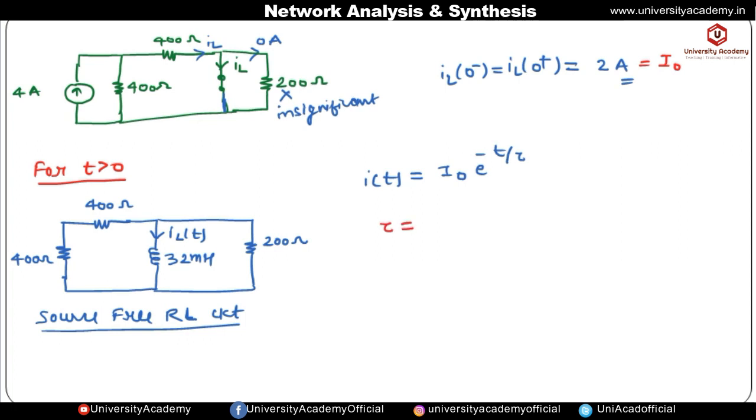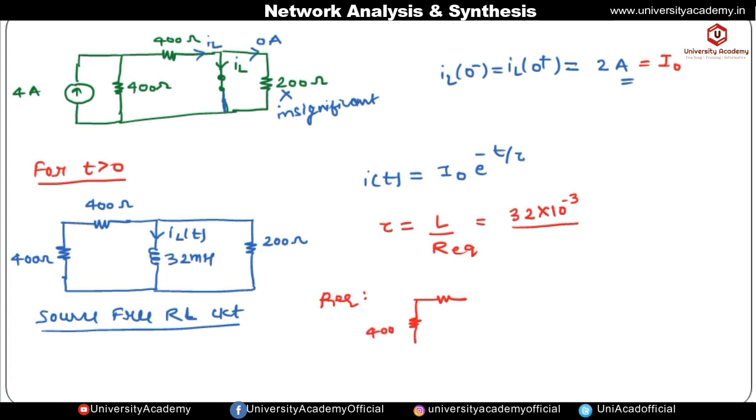This circuit is an RL circuit, so the time constant is given by L by R, but here we have multiple resistances, so we have to find R equivalent. The L value given in the question is 32 millihenry, that is 32 into 10 to the power minus 3. Let us find the value of R equivalent. To calculate R equivalent you have to deactivate the circuit. This circuit does not consist of any source, so we don't have to do anything. We have to find R equivalent across the inductor terminals, so you have to open the inductor.